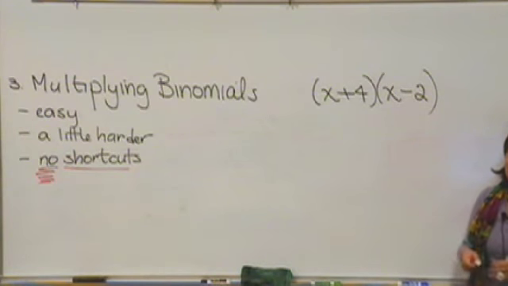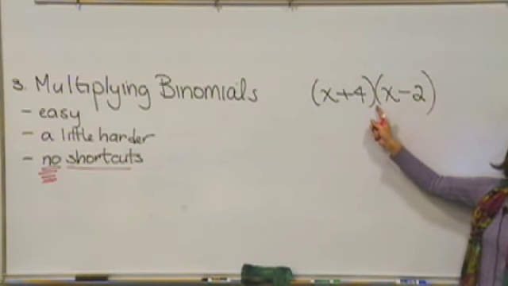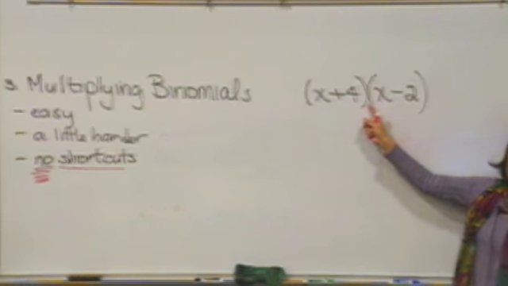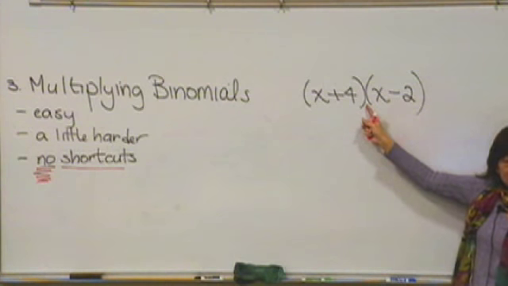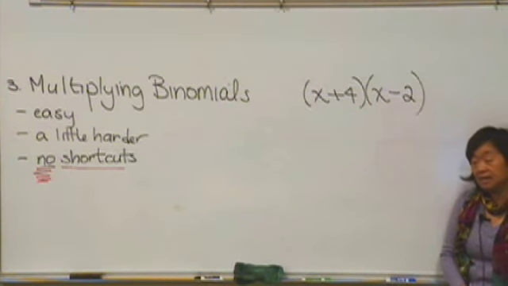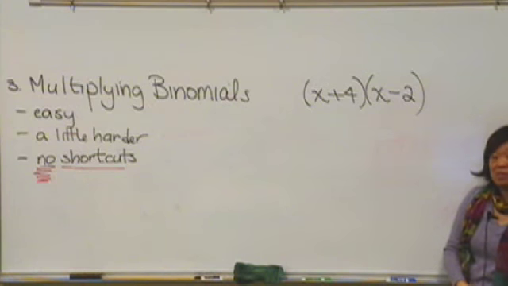How do we know we're multiplying them? Because when we look in between these parentheses, we don't see any symbol. We don't see a plus sign, so we're not adding. We don't see a minus sign, so we're not subtracting. When they're right next to each other, that means we're multiplying. Now, essentially, when you multiply two binomials together, you need to distribute twice.